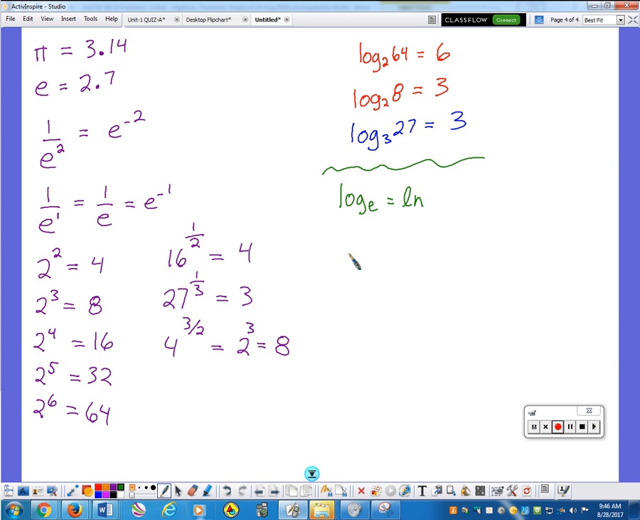For example, if I write natural log of e alone, I'm asking the question. So natural log means log base e. That means e raised to some power ends up equaling e itself. So what's the power?